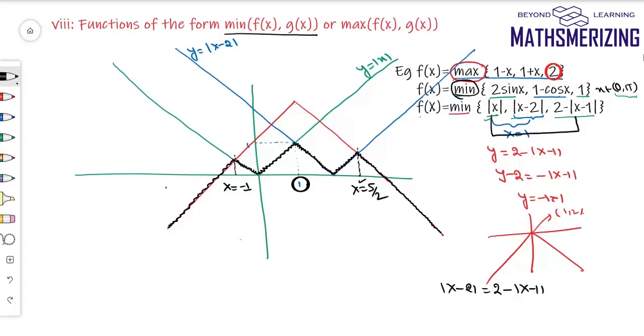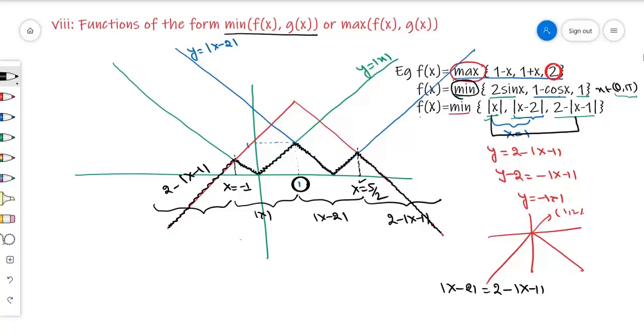So the graph of this function will be 2 minus mod of x minus 1 when x is less than minus 1. Between minus 1 and plus 1, this graph is mod x. Between plus 1 and 5 by 2, the graph is mod of x minus 2. And then again, from 5 by 2 to infinity, this graph will be 2 minus mod of x minus 1.